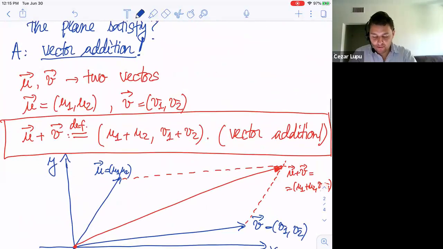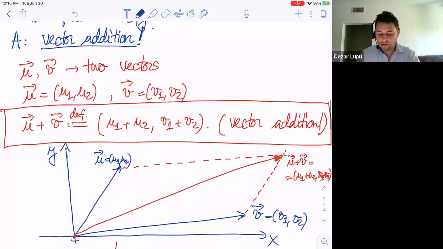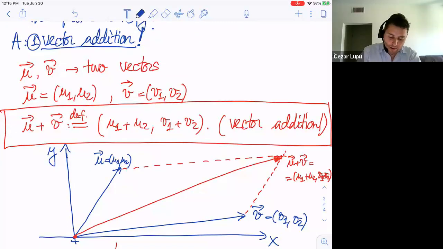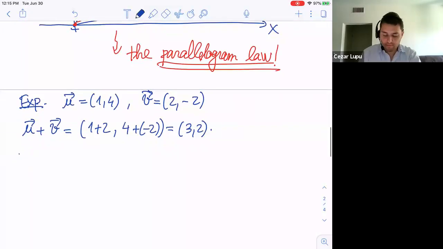Well, we talked about vector addition, right? This thing here. But another operation, let's put the second one, will be scalar multiplication.